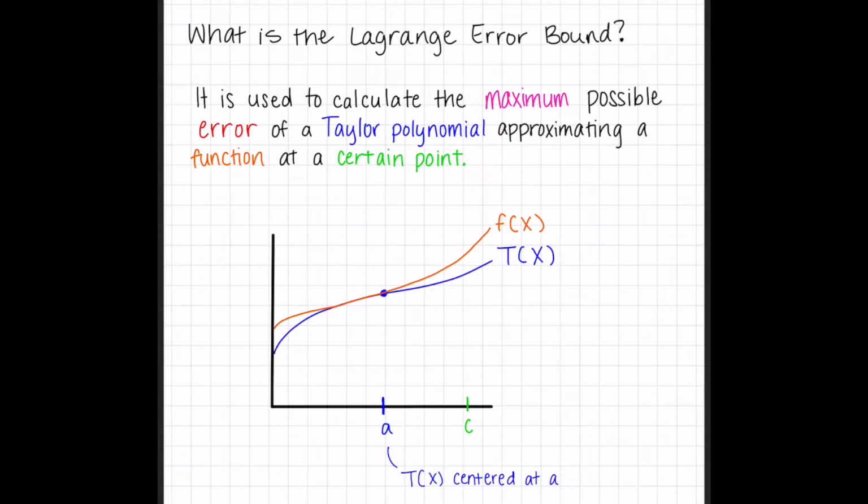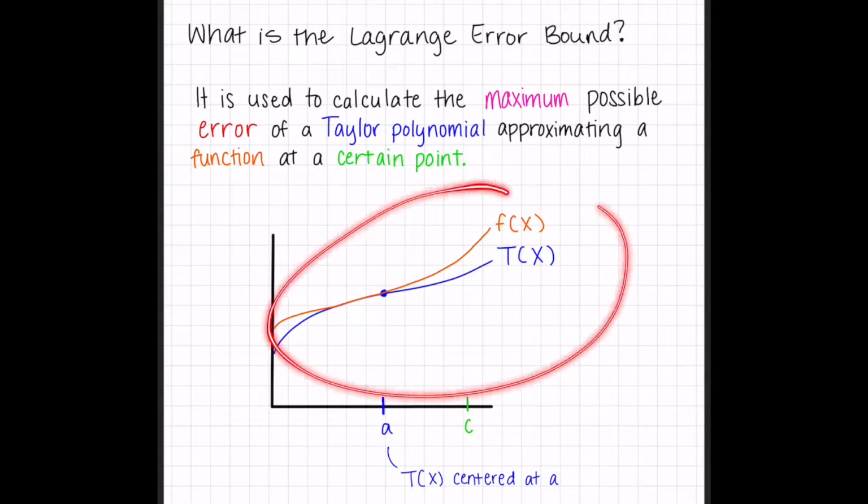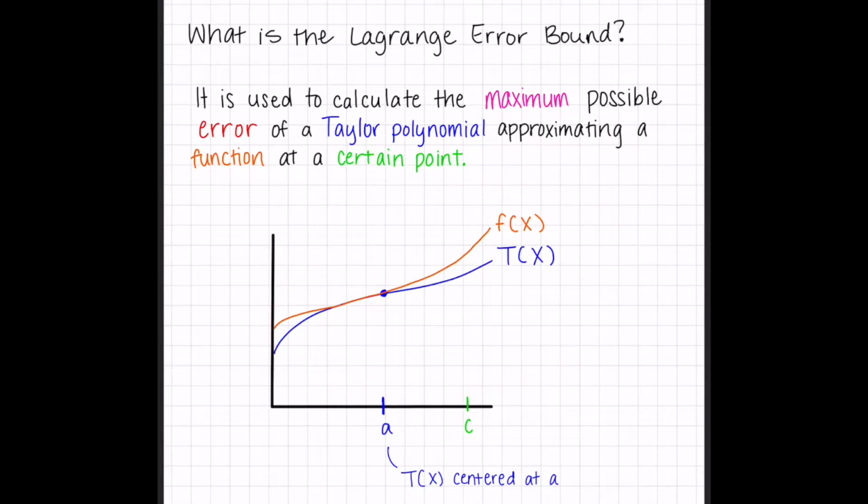Where do we use the Lagrange error bound? It's where a Taylor polynomial is approximating a function. This is what we see here, where we have an original function and a Taylor polynomial has been constructed to approximate that function. And that Taylor polynomial is centered at A.